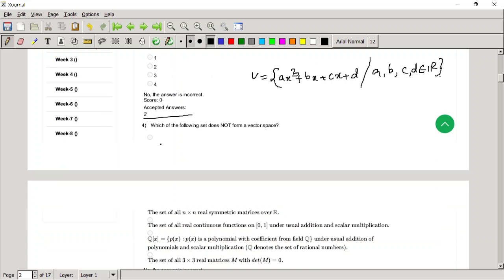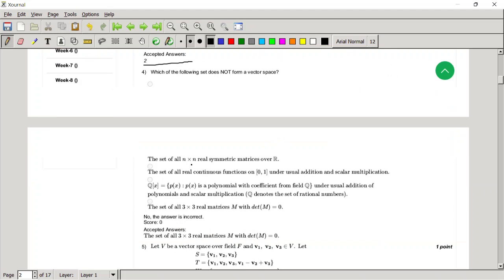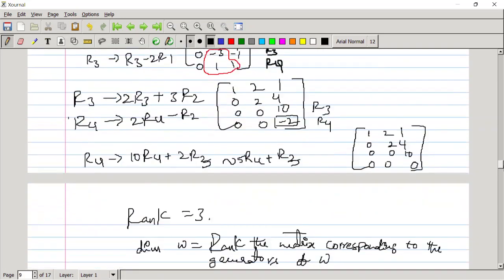So the fourth problem is, which of the following sets does not form a vector space. Given some sets over some fields, we have to check which one is a vector space. The first option here is the set of all n cross n real symmetric matrices over R. That means the first option is A such that A transpose equal to A. We have to check whether this set is a vector space or not.